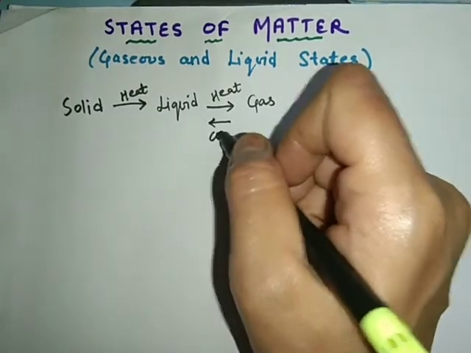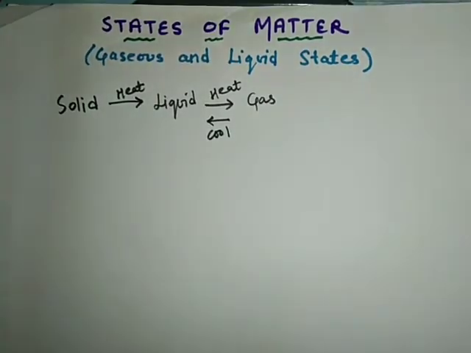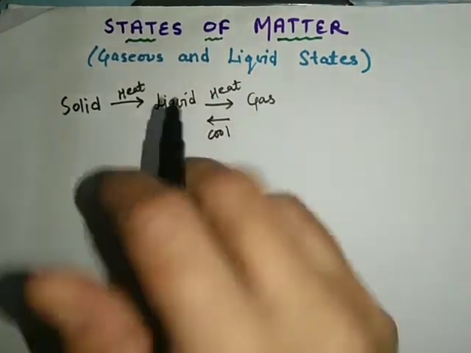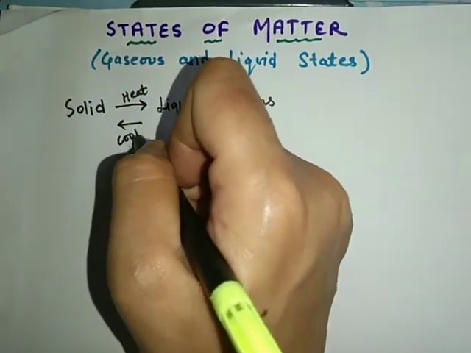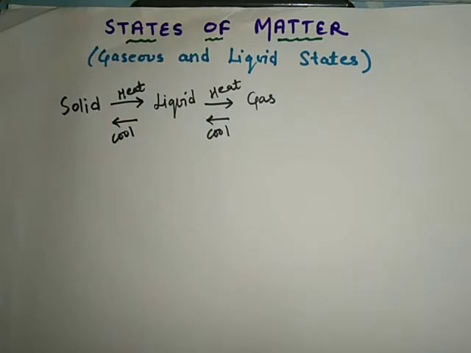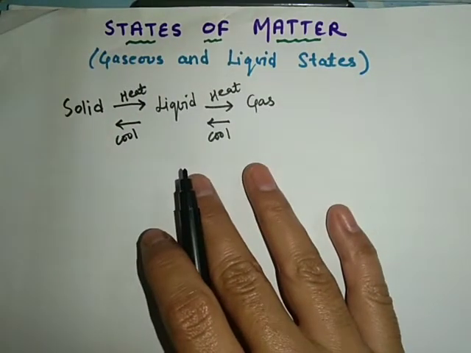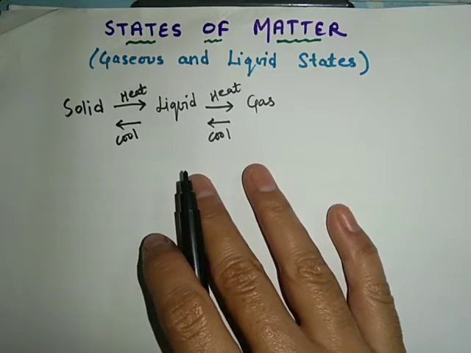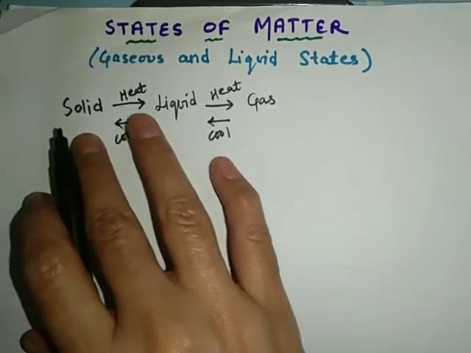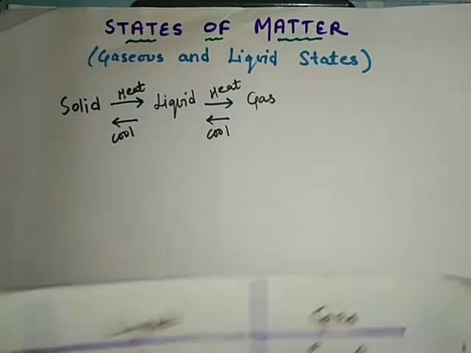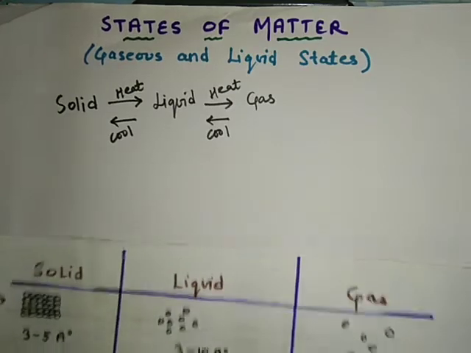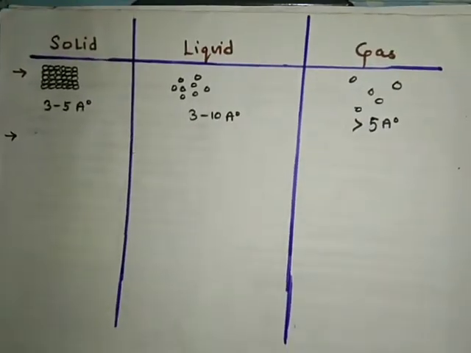मतलब गैस को अगर कूल किया, मीन्स कंडेंस किया, I get liquid back. और अगर आपने लिक्विड को फ्रीज किया, मीन्स if you remove heat from this, you get your solid back. So all these are physical processes where one physical phase changes from one state to another. Now, what is the difference in the properties of the three states of matter that we try to understand?